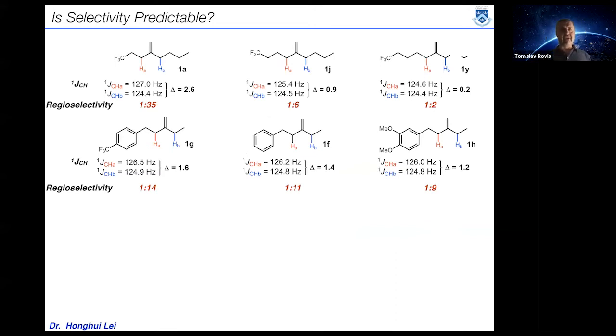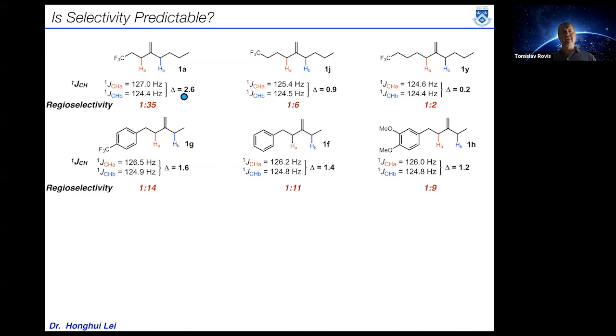And Hungwe put a lot of effort into this, and most of the things, certainly all the things we thought at first, didn't answer the question until he got around to looking at J1CH coupling. So these are actually known to be an indicator of the percent S character in the bond and a reflection of the bond strength. So you can measure these J1CH at the two allylic positions, and then you can measure the difference in the coupling. And the larger the difference, the greater the selectivity.